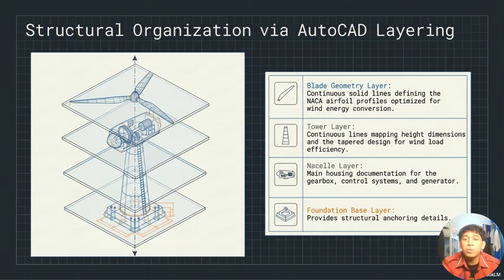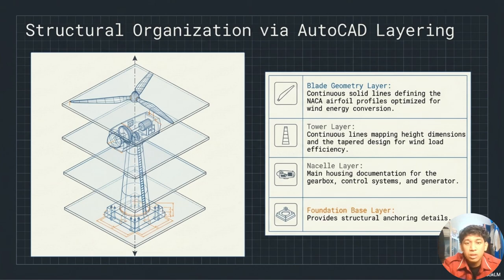So next, we are on the eighth slide, which is structural organization via AutoCAD layering. On the first layer, we have the blade geometry layer, a continuous solid line defining the NACA airfoil profile, optimized for wind energy conversion.